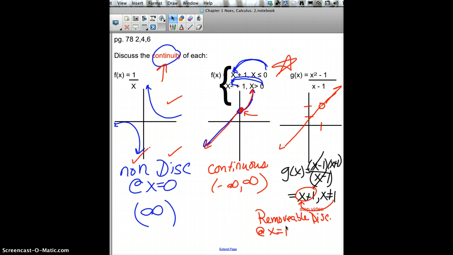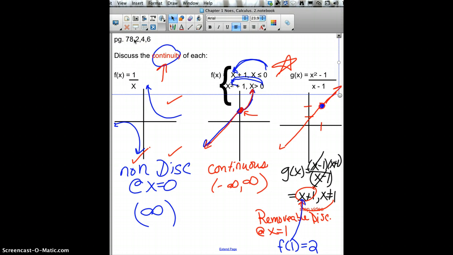And if I were to say, well, how could I remove it? You would say, well, I can fill in the hole. I'm just going to say f of 1 is actually equal to 2, and then I fill that hole in. So there you go. That's the end of the notes. Phew, I'm tired. We'll talk about these evens up here on the top of the page tomorrow.